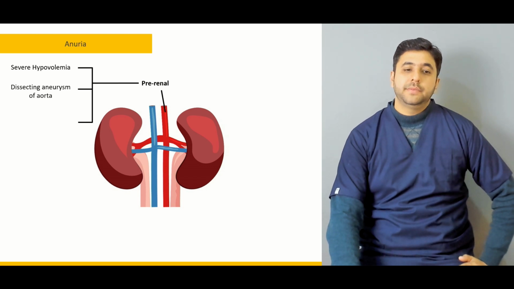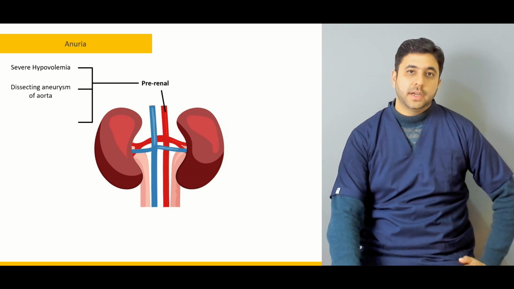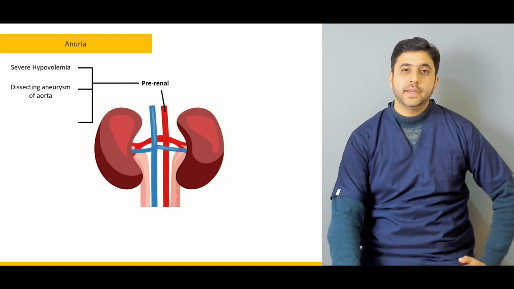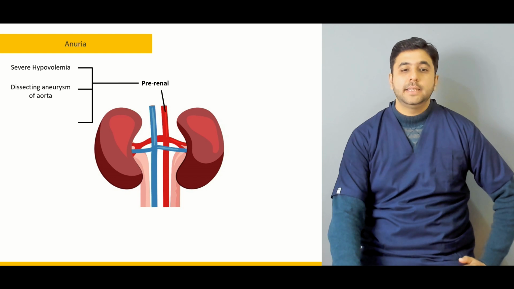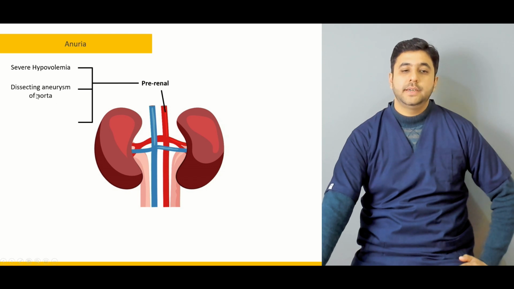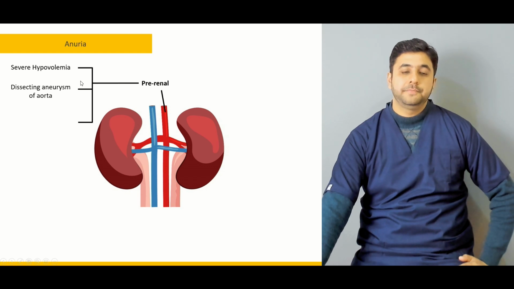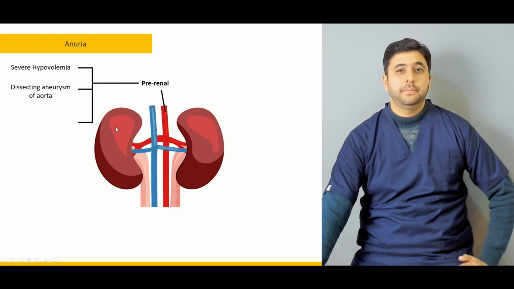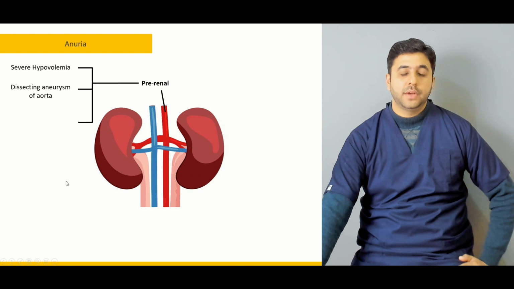Or if someone has a dissecting aneurysm of the aorta and that can involve the renal artery, then that can lead to an acute decrease in the renal blood supply. In a patient presenting with aortic aneurysm or aortic dissection, it is very important to have a look at the renal function, whether this aneurysm or this dissection is involving the kidneys or not. If the kidneys are involved, then that carries a bad prognosis as well, and you have to act very promptly.